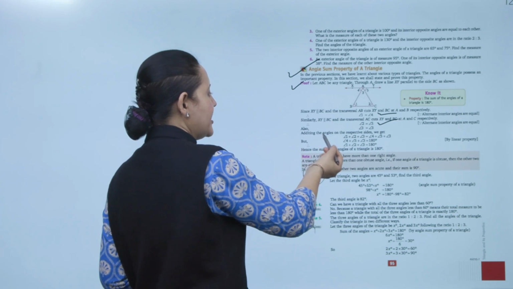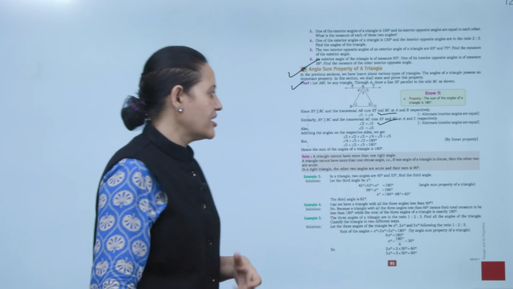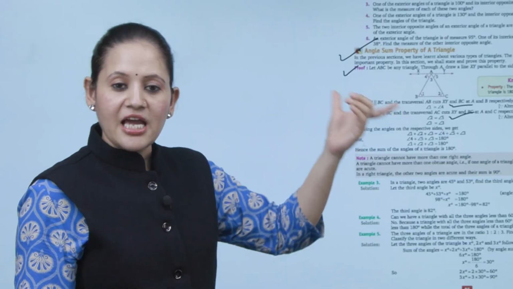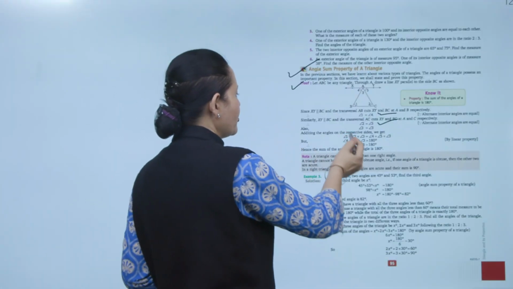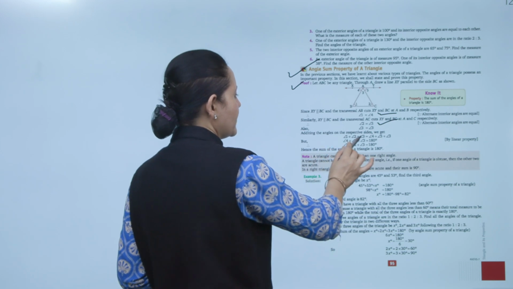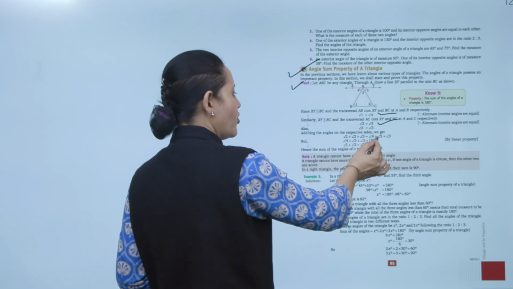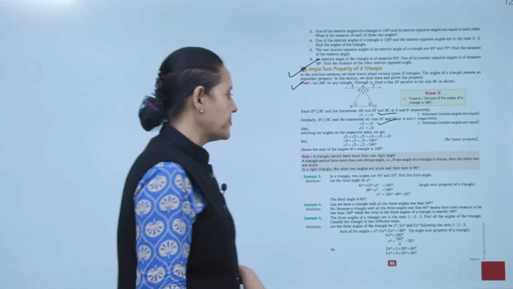Now adding the angles on the respective side. Now we have done what we have done. Angle 3 को हमने दोनों साइड पे ऐड किया है. So now we will add angle 3 on both sides. So angle 1 plus 2 plus 3 equals angle 4 plus 5 plus 3.